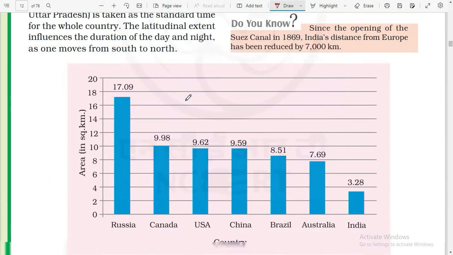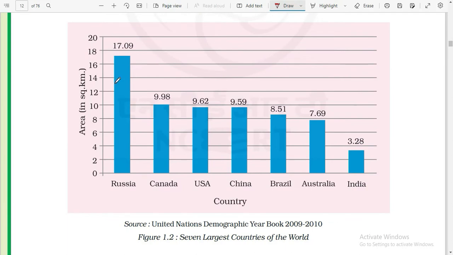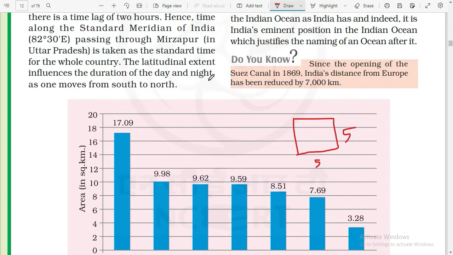From figure 1.2, it is clear that India is the 7th largest country in the world. They have given a chart of the land area. By land area, Russia has the highest land area in terms of square kilometers. This is a square kilometer, so 5 square kilometers means 5 here, 5 here. This is what they mean by area in square kilometers.